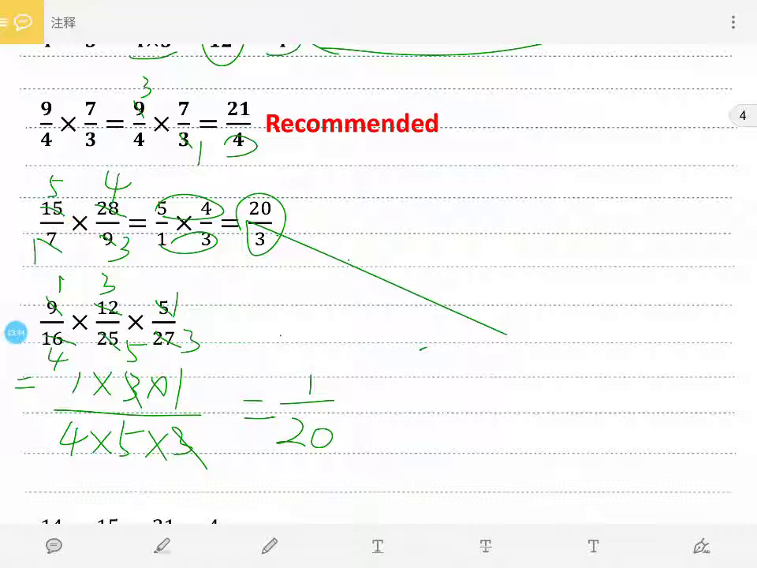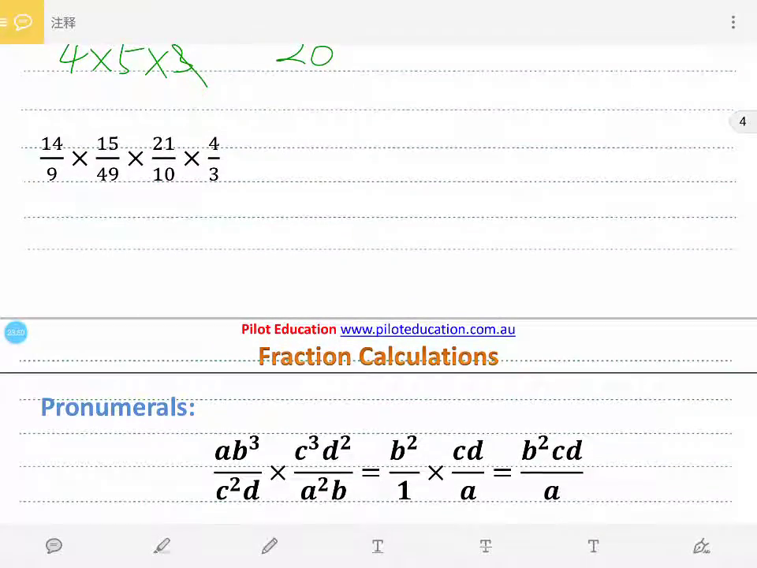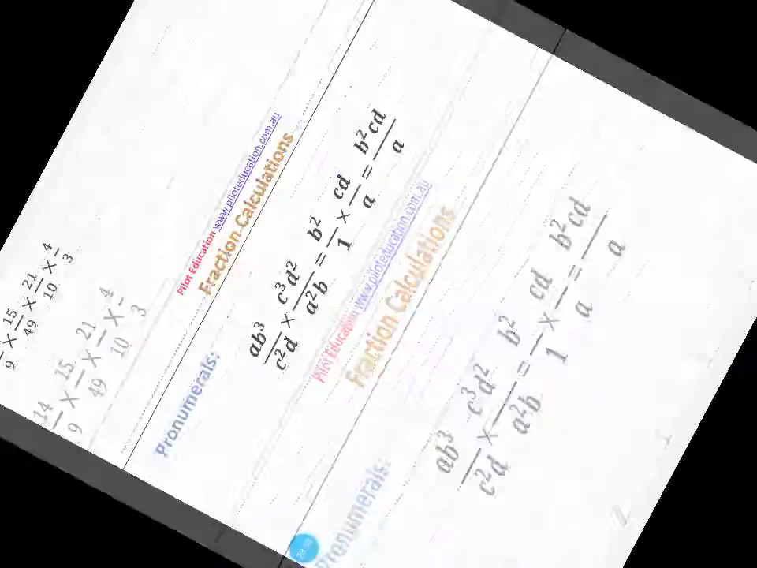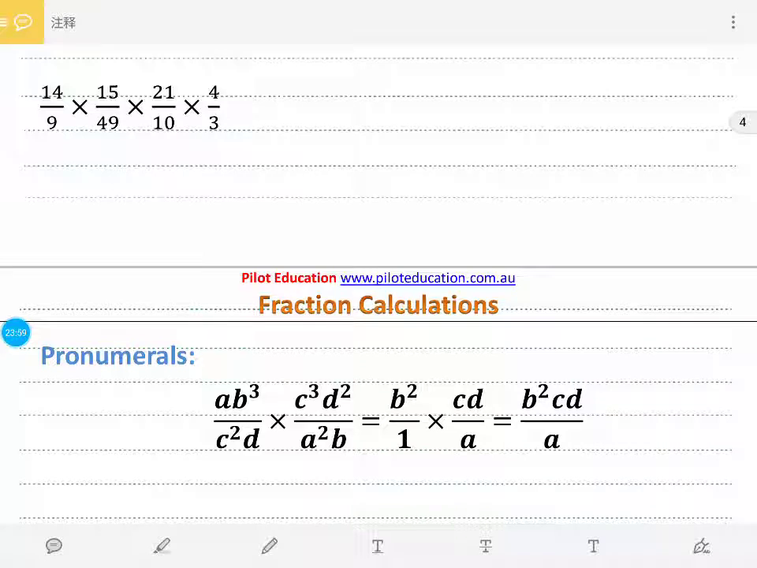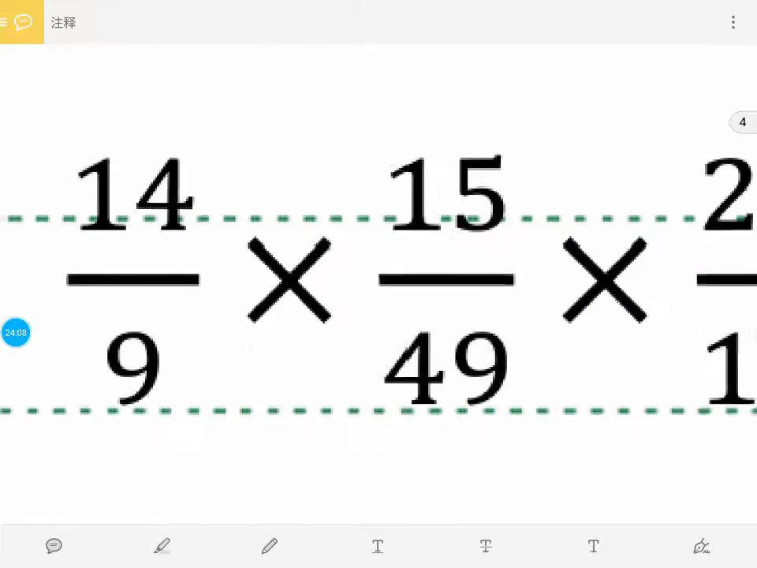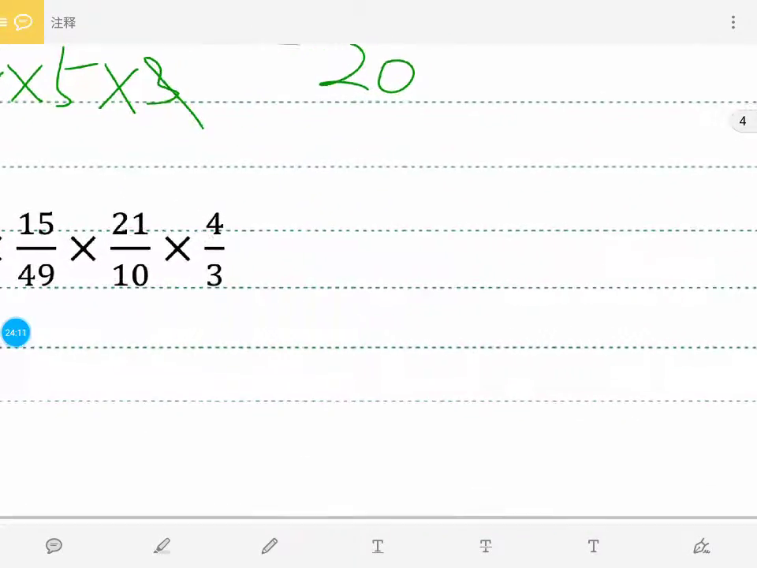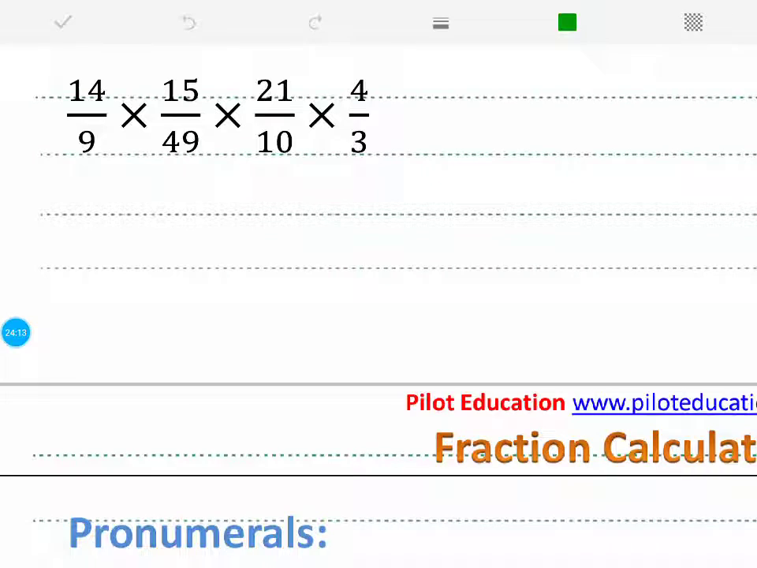Okay, so let's see the next example. Four fractions multiplied together. We'll do it the same way. So we simplify before doing the calculation. So 14 and 49, the common factor is 7. So 14 divided by 7 becomes 2, and 49 becomes 7.